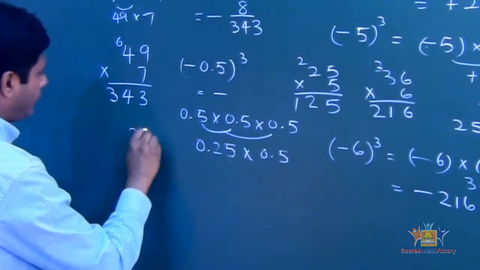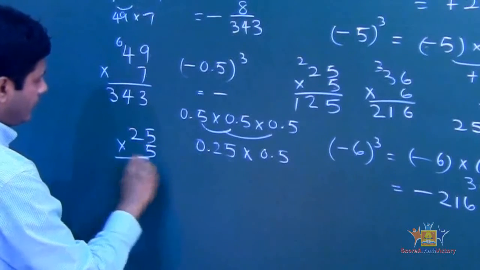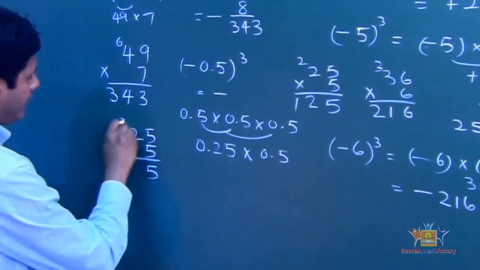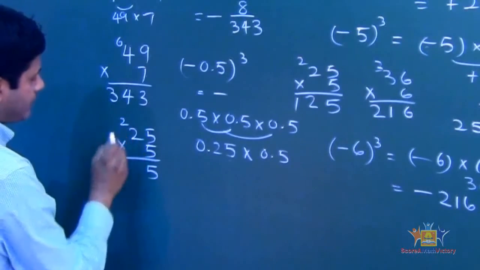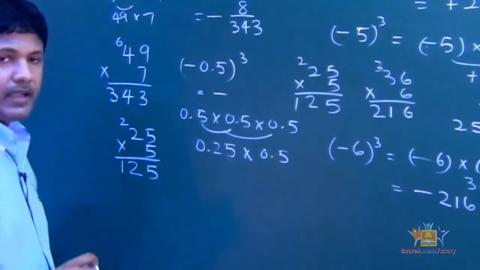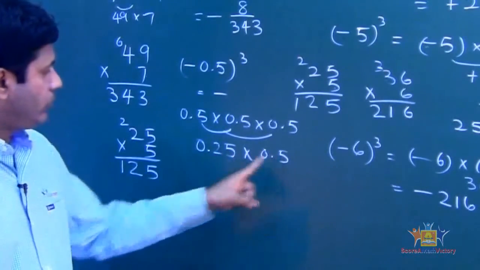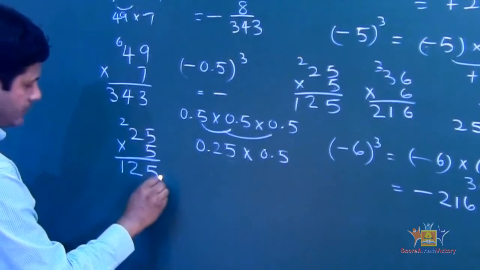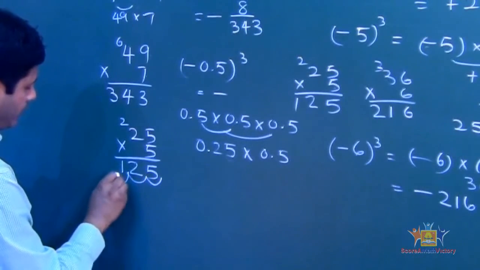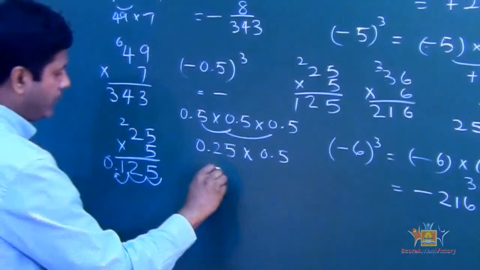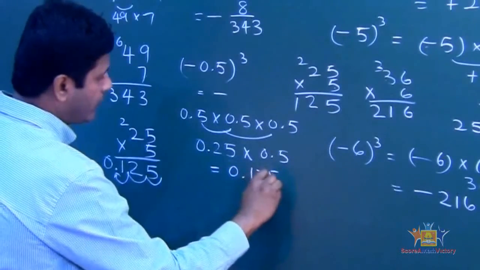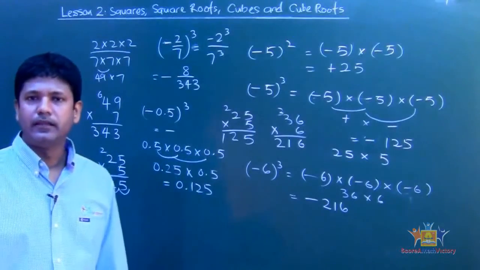So we're going to times 25 with 5. 5 times 5 is 25. 5 carry 2. 5 times 2 is 10 plus 2 is 12. How many digits behind the decimal? 1, 2, 3. We're going to grab the decimal here. 1, 2, 3. Put it right there. So it becomes 0.125. See that? Pretty easy, isn't it?